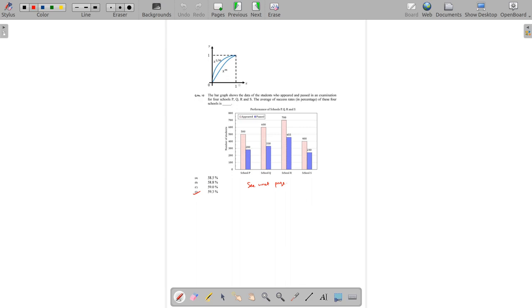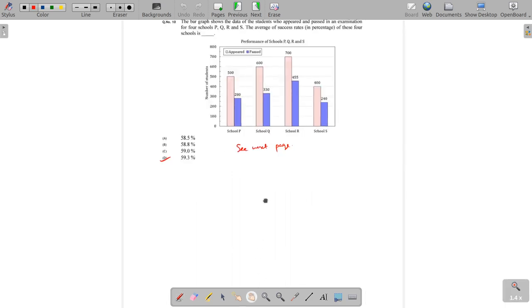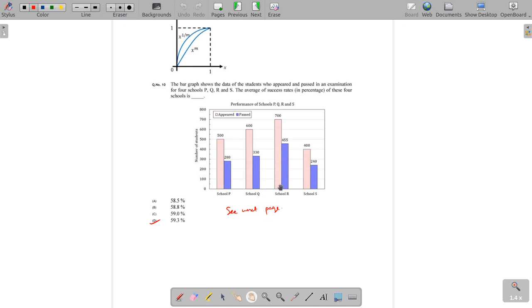Okay, so next one. The bar graph shows the data of the students who appeared and passed in an examination in 4 schools, P, Q, R and S. The average of success rates in percentage of these 4 schools.